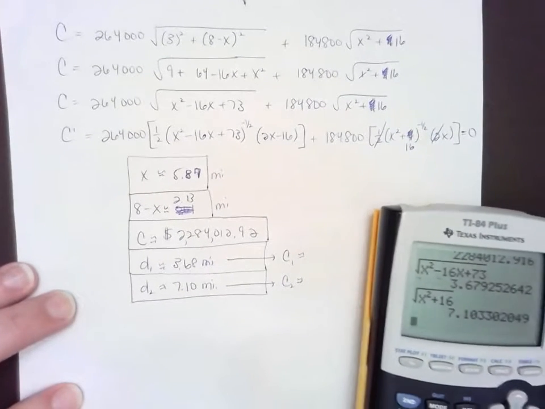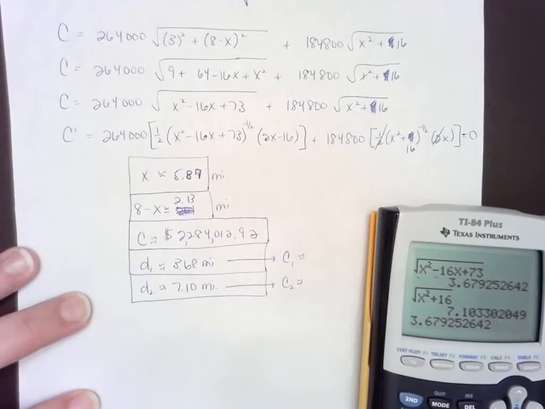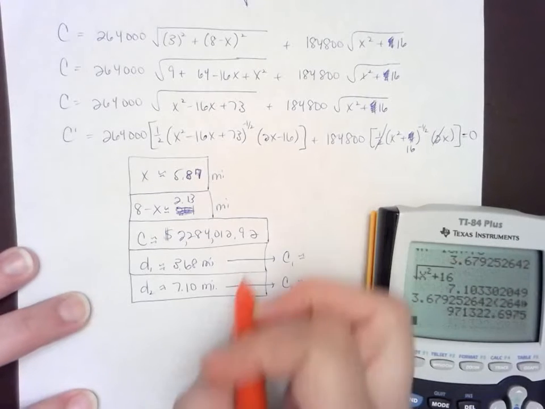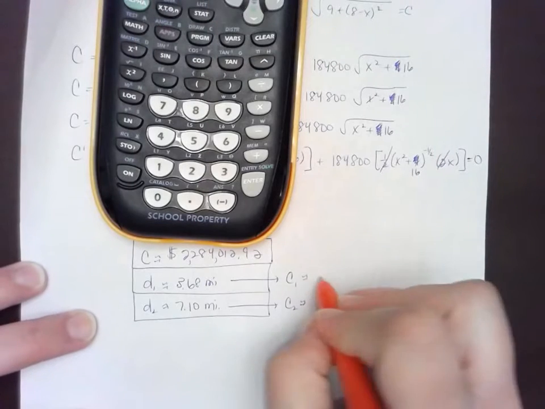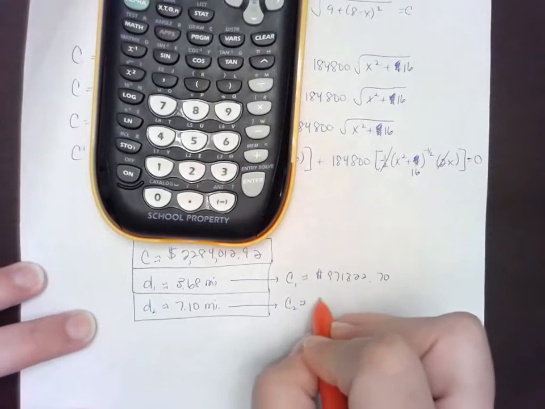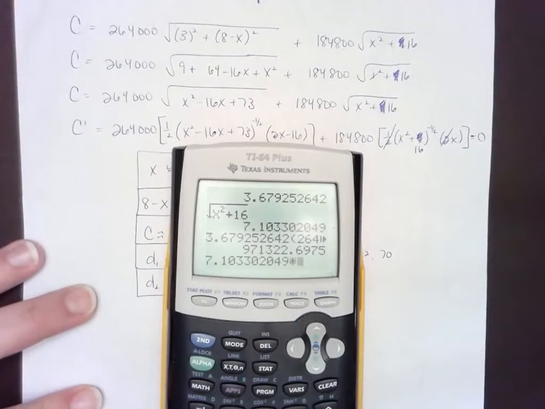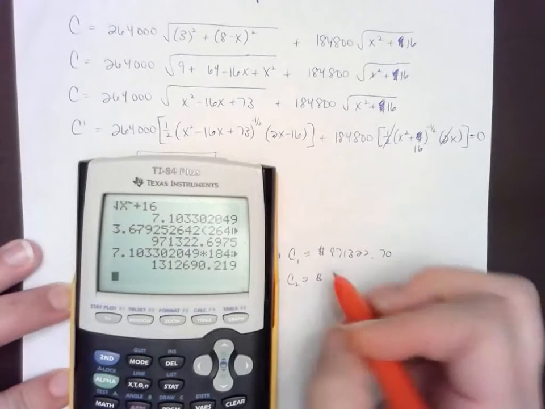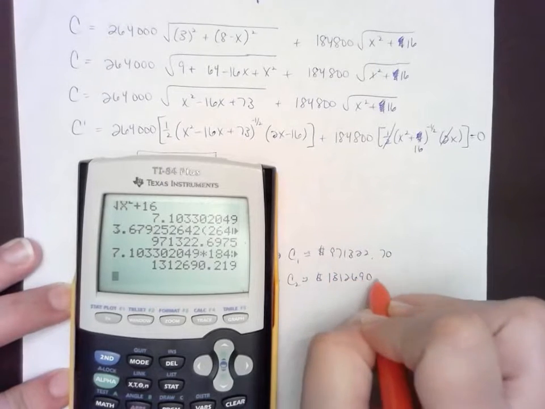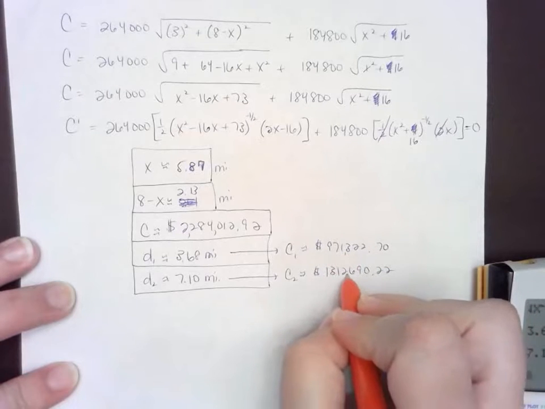The cost in the water would be this value times the 264,000, and then the other value would be this number times the 184,800. So again, it's not exact, but it's a good start.